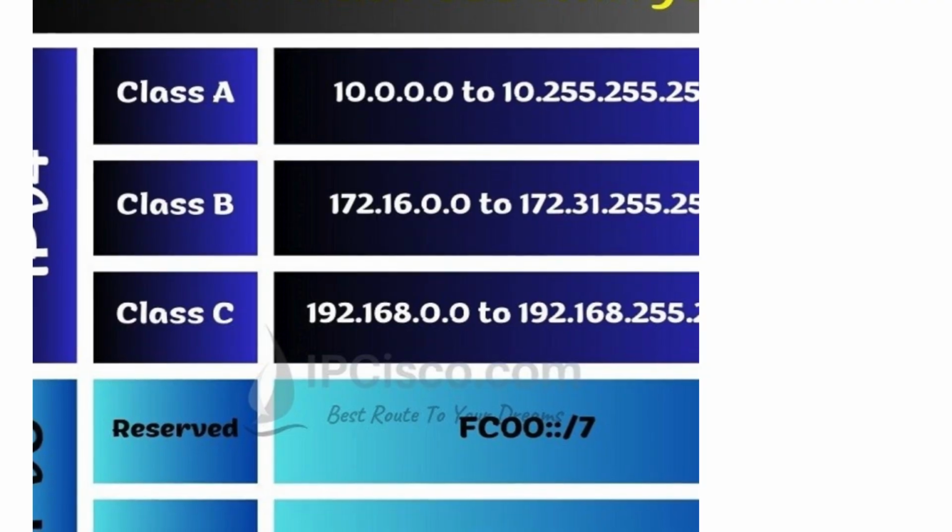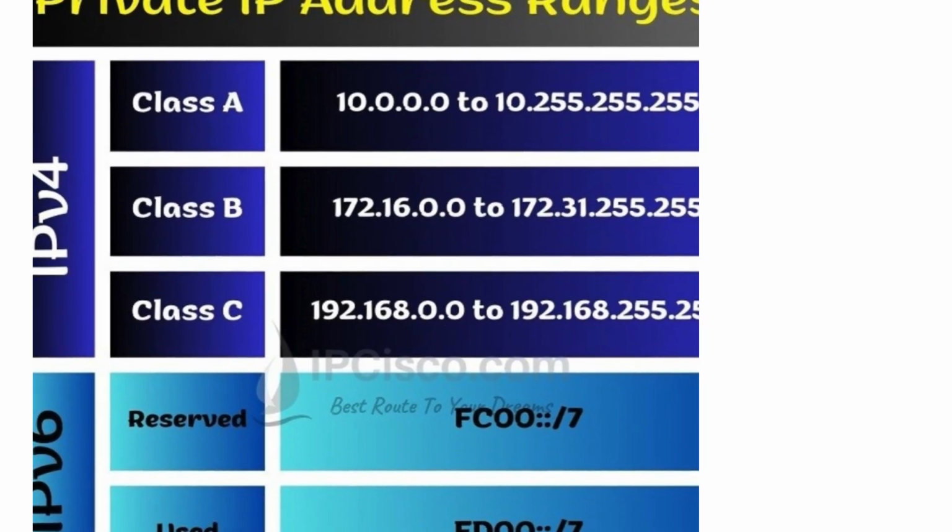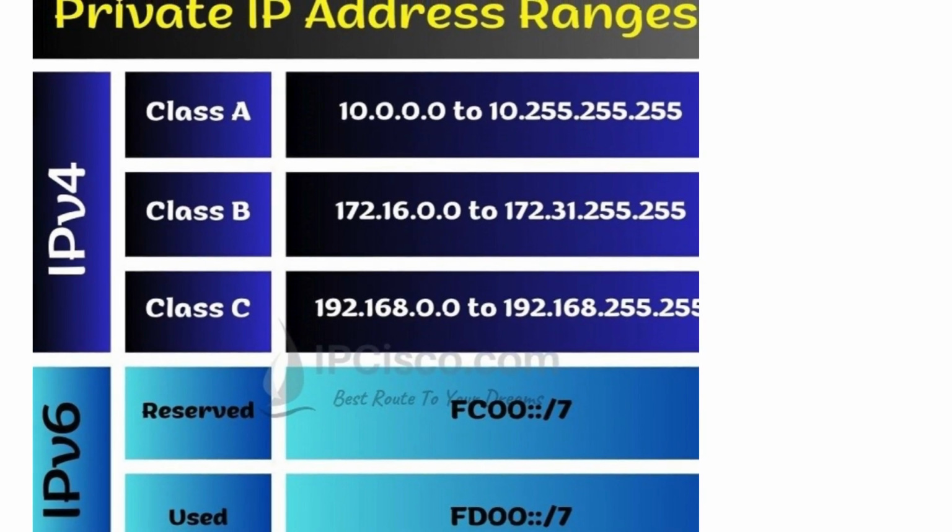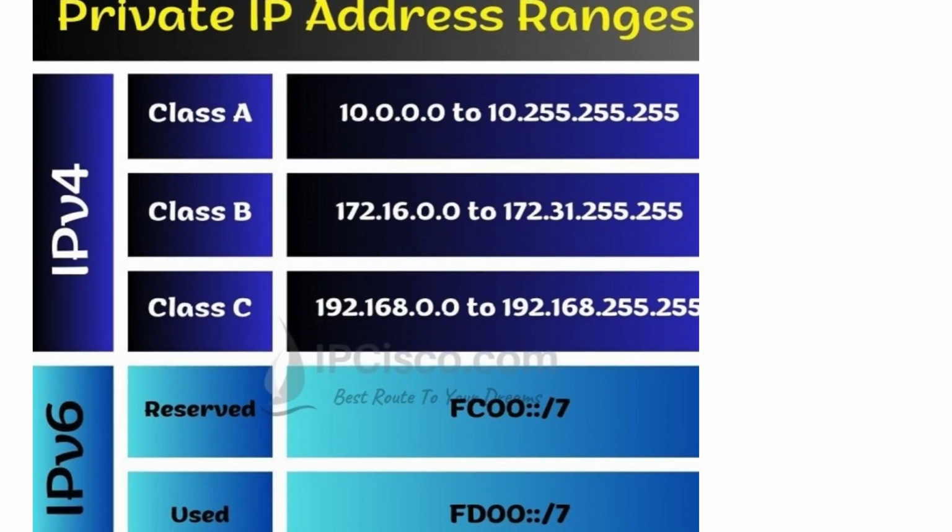Class A private IP range is from 10.0.0.0 to 10.255.255.255. Then Class B private IP range is from 172.16.0.0 to 172.31.255.255. Then Class C private IP range is from 192.168.0.0 to 192.168.255.255.